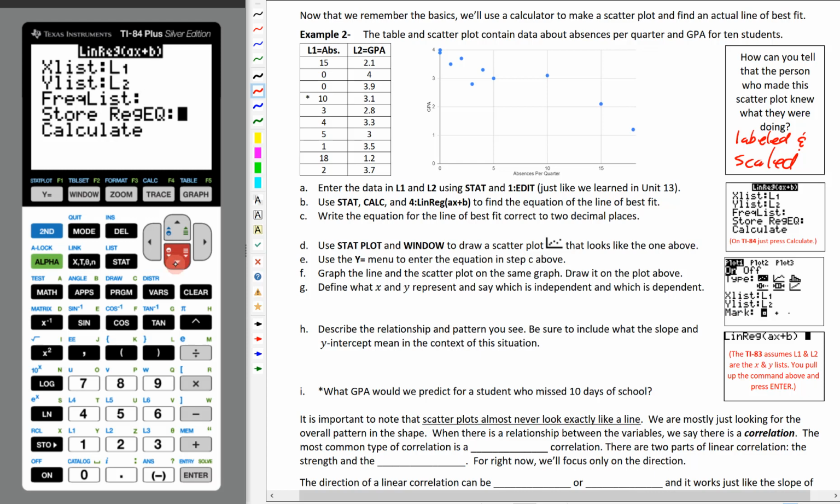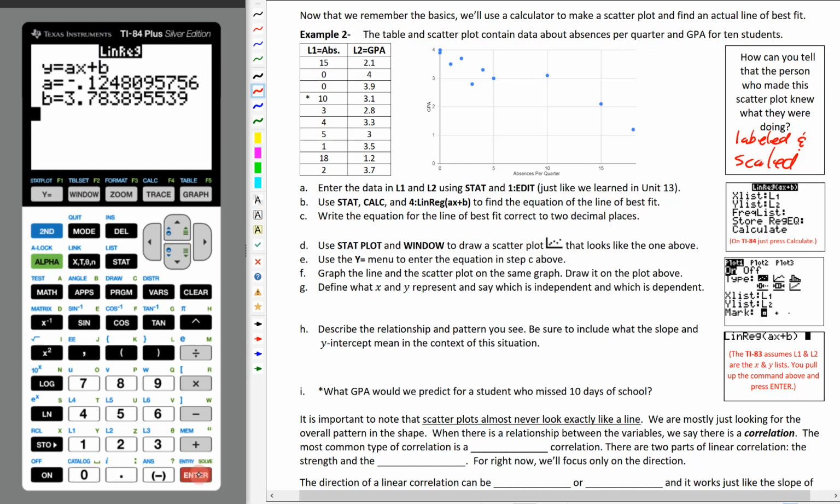On the 84, we've got to come down here and we've actually got to tell it to calculate. And I'll hit calculate, and here's what we get. Now, you'll notice that we've got a y equals ax plus b. If you happen to have some other stuff down below here, don't worry about that for right now.